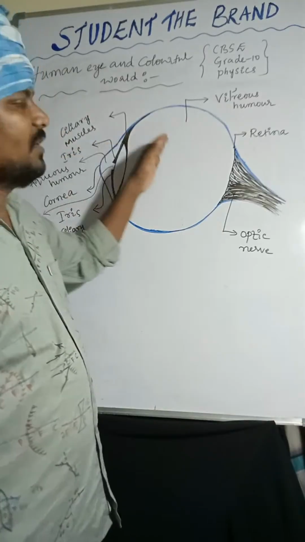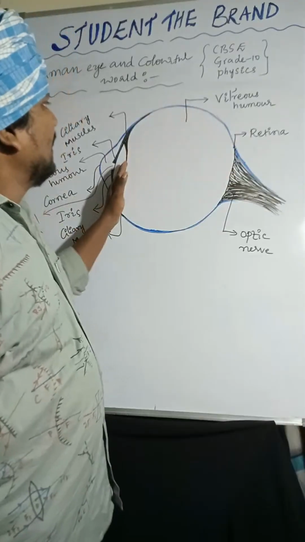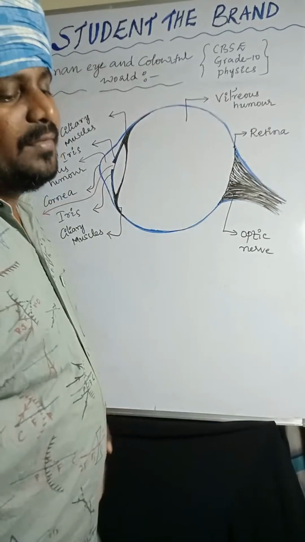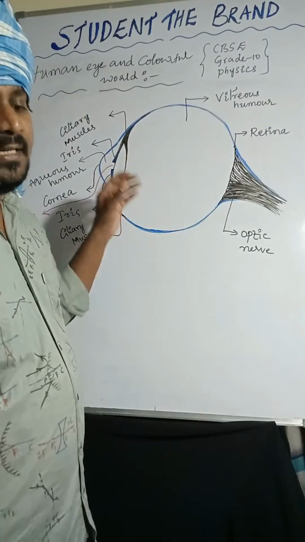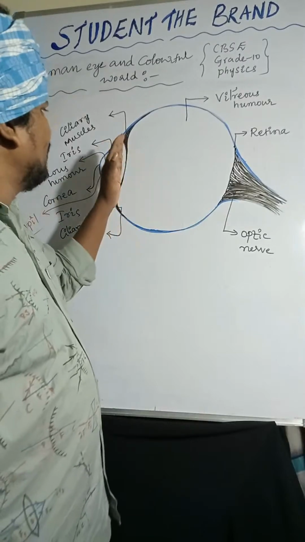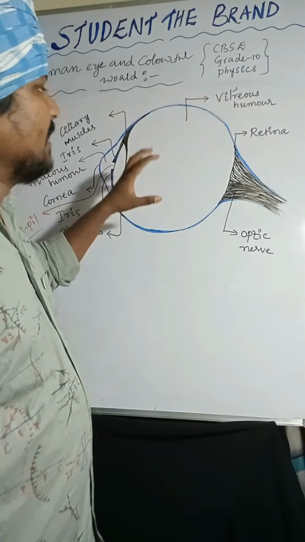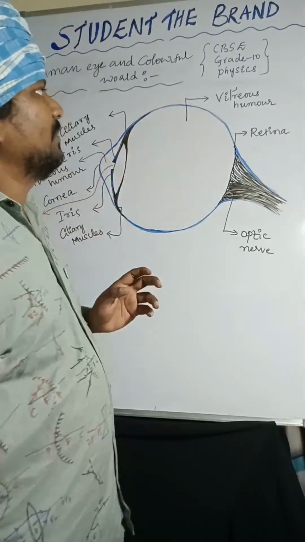Okay, and coming to the vitreous humor, this entire portion is filled with the vitreous humor. It is a jelly type liquid present between the eye lens and the retina. It provides the sufficient force and pressure to maintain the shape of the eye.